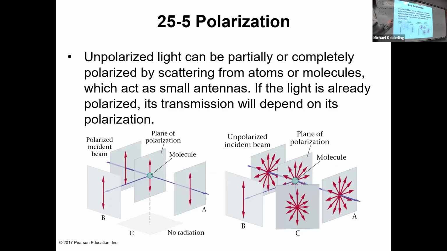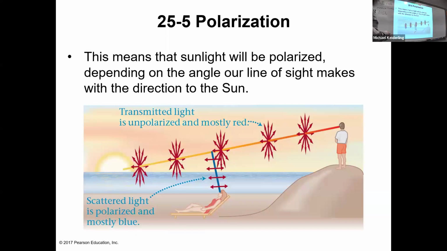Now, unpolarized light can be partially or completely polarized by scattering from atoms or molecules, which act as small antennas. And if the light is already polarized, its transmission will depend on its polarization, which means that light reflecting off of a surface can end up polarized and often ends up polarized parallel to that surface. So what this means is that sunlight will be polarized depending on the angle our sight makes with the direction of the sun. The transmitted light is unpolarized and mostly red, while the scattered light is polarized and mostly blue.